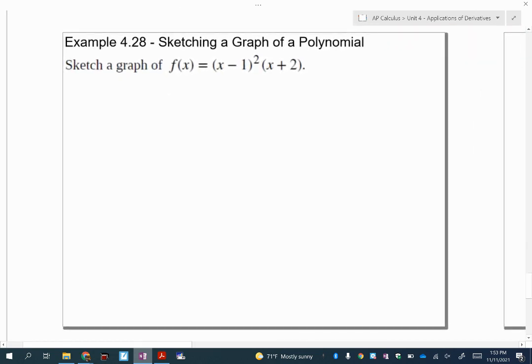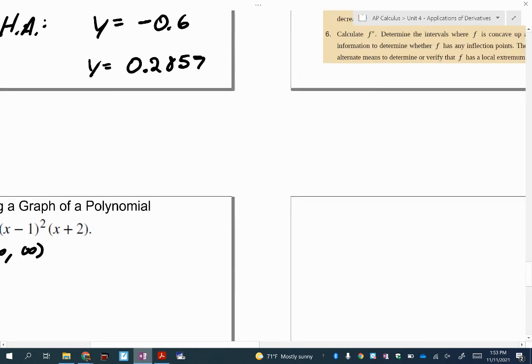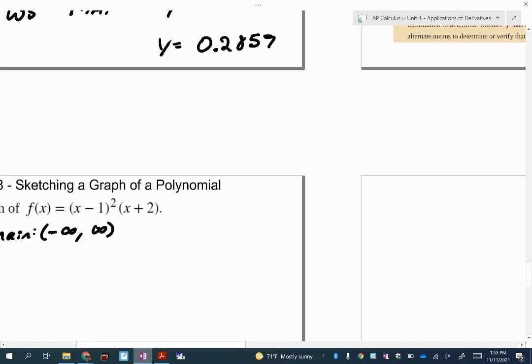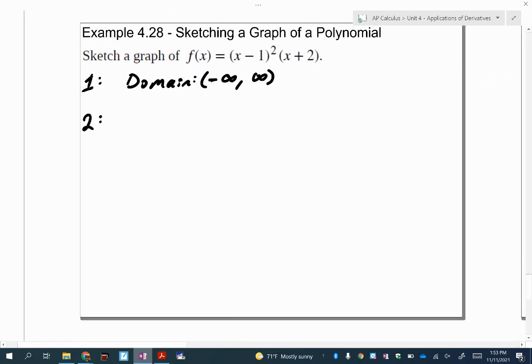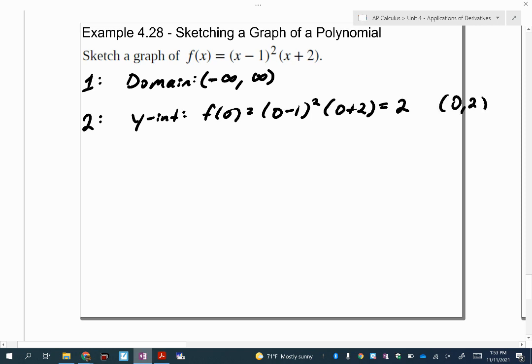Well, this is a polynomial function. So for step one, the domain is going to be negative infinity to positive infinity. There are no values for x that are going to cause me any issues. So step one is finished. Step two says to find the intercepts. To find the y-intercept, I just plug in 0 for x. So I do f of 0. So (0 minus 1) squared times (0 plus 2). Negative 1 squared is 1. 1 times 2 is 2. So my y-intercept is (0, 2).